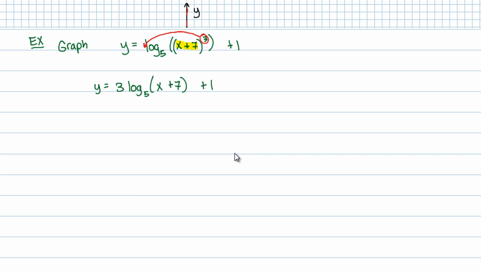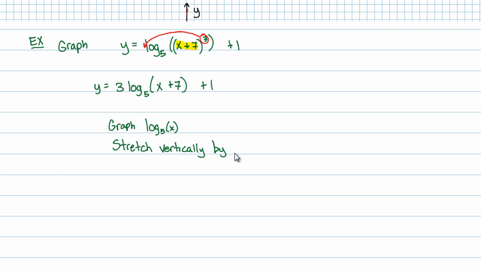So basically, we are going to graph, first of all, log base 5 of x. Then we're going to stretch vertically. Reading from left to right, that's how I always graph shifts and translations. So we're going to stretch vertically by a factor of 3. But that was my last example, that's why I'm using this. We already have 3 times log base 5 of x, so we're going to start from there.